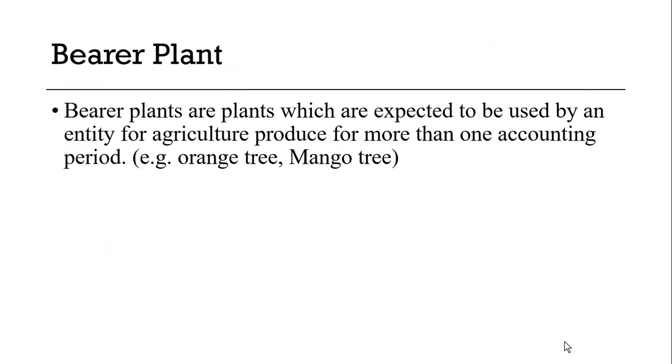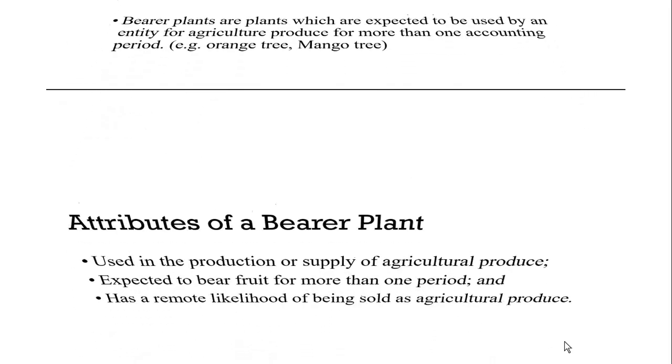Okay, now let us close this particular discussion in terms of theory, at least from this point of view. Bearer plant. A bearer plant is one that is expected to be used by an entity for agricultural produce for more than one accounting period. Okay, so we have orange tree as an example there, a mango tree, those plants that bear fruits.